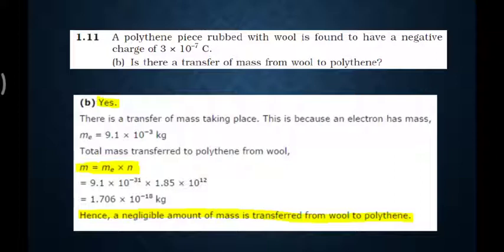If we rob each other, you do not feel, oh, I'm giving you 2 kilos of mass. No, you are just transferring 10 to the power 12 electrons. Still, you are not giving even 1 gram. It is just 10 to the power minus 18 kg. This is a very small number. Hence, a negligible amount of mass is transferred from the wool to the polythene.